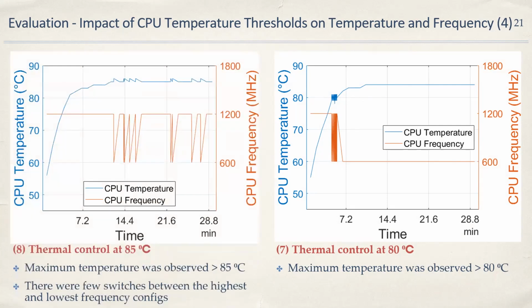And this is the experiment with 85 Celsius. Here we see that most of the time the CPU is on the highest frequency, and there are very few times the CPU goes back to the lowest frequency. That means there is very little control here, almost no control in cooling down the CPU.